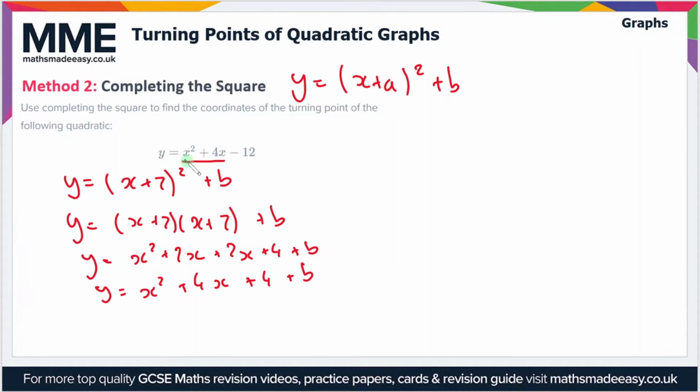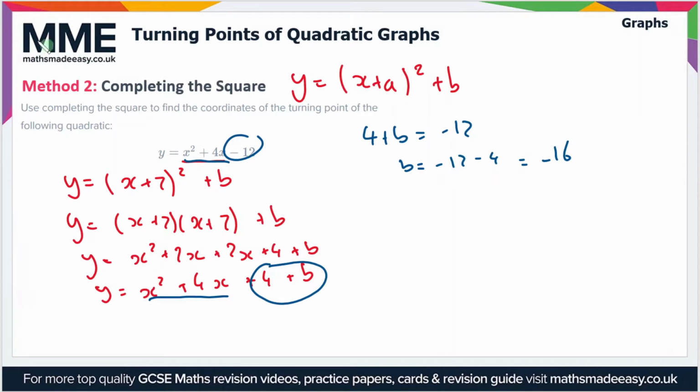Now we've got the x squared plus 4x that we want, so now we just need to worry about this 4 plus b, because we want this expression to be minus 12 on the end. So essentially we can just say that this part here, 4 plus b, is equal to minus 12. So 4 plus b equals minus 12, so therefore b equals minus 12 minus 4, which is minus 16. So if we complete the square then we end up with the expression y equals (x plus 2) all squared minus 16.